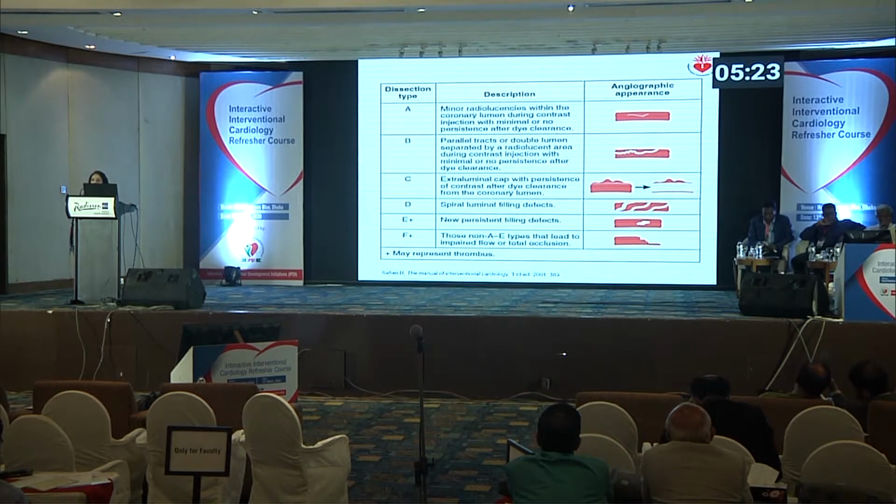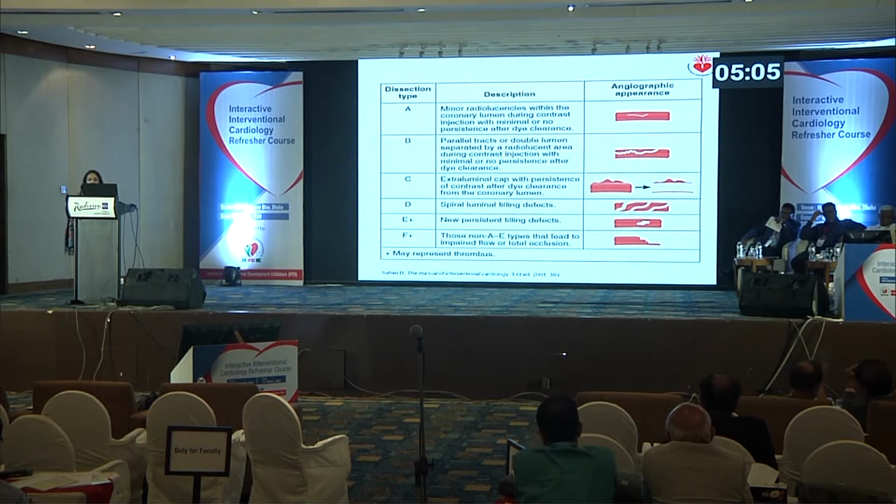Type C is extraluminal contrast staining. Type D is a spiral dissection. Type E is a dissection which causes reduction of blood flow, and the last one, type F, is a dissection which causes complete occlusion of blood flow. Usually type A and B remain the low risk group.